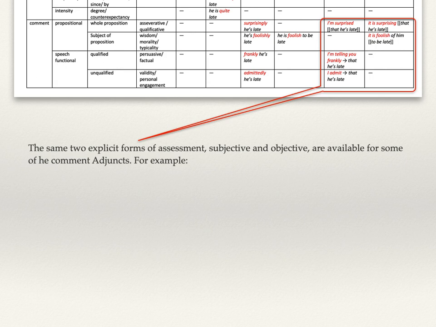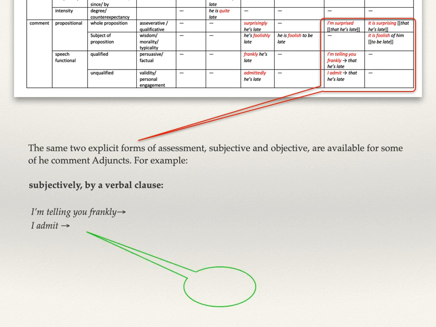So for example, just to take the subjective. Subjective by verbal clause, I'm telling you frankly, or I admit to you. And then what is it that I'm telling you frankly or admit? It's a proposition being assessed. He's busy. So in this case, verbal clauses are also drawn in to extend the expressive resources of the interpersonal system of assessment.